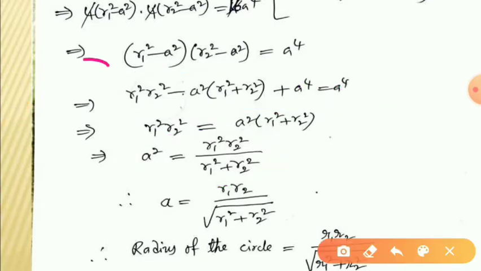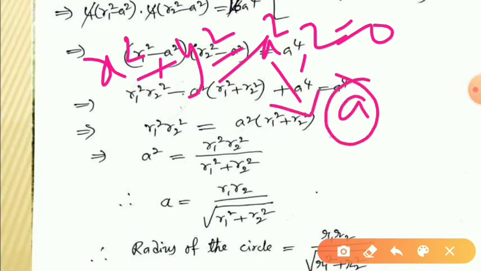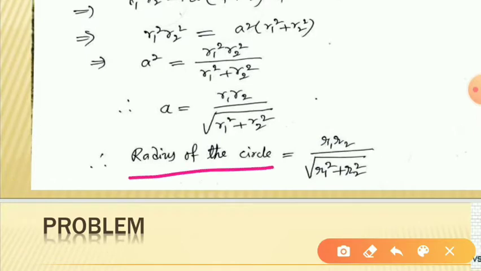Actually here x square plus y square is equal to a square comma z is equal to 0 is the equation of the circle, and here a is the radius of the common circle of the two spheres. Therefore radius of the common circle is a. Therefore radius of the common circle is equal to R1 R2 by root R1 square plus R2 square. Hence the problem is solved.